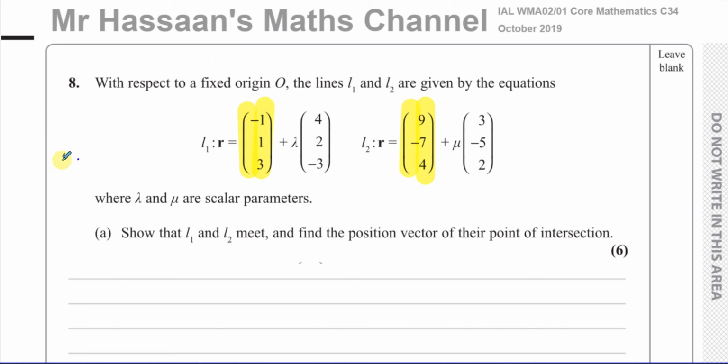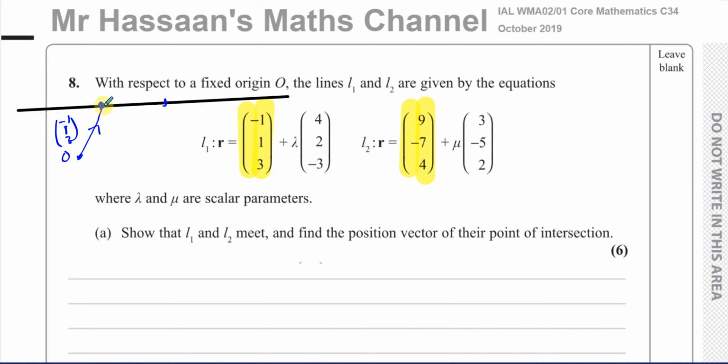Say this is O, and say this is that point. We can't really draw three-dimensional vectors very easily. Supposing this is line 1, and line 1 goes like this. This would be the vector taking you from the origin to this point on the line. So this would be the vector (-1, 1, 3), taking you to the line. And then this would be a vector which is parallel to the line. The vector from here to here would be the vector (4, 2, -3).